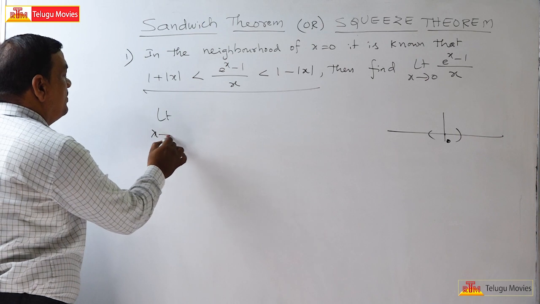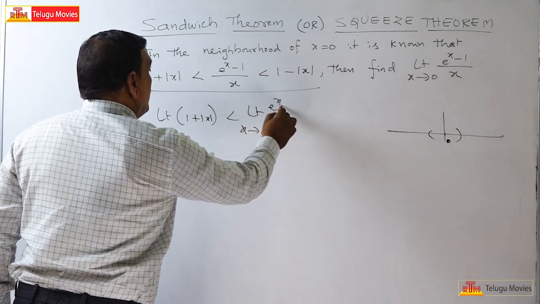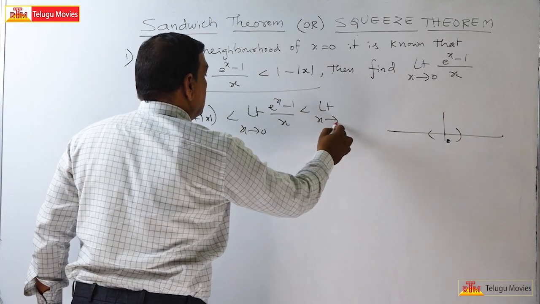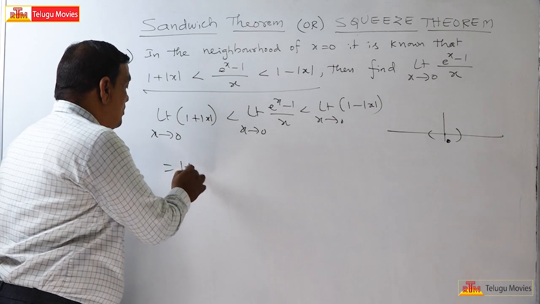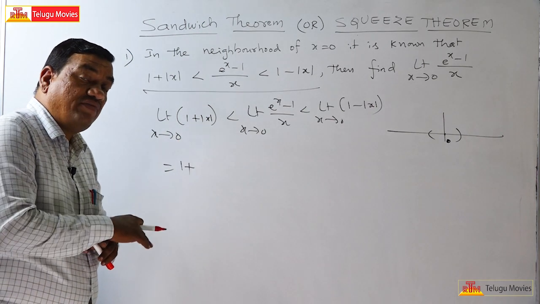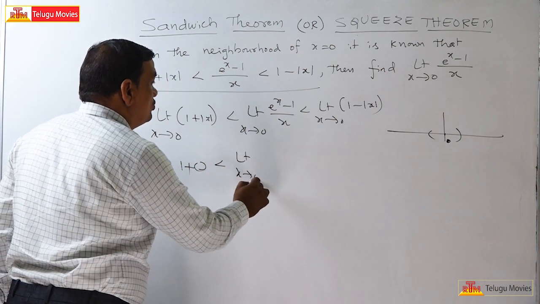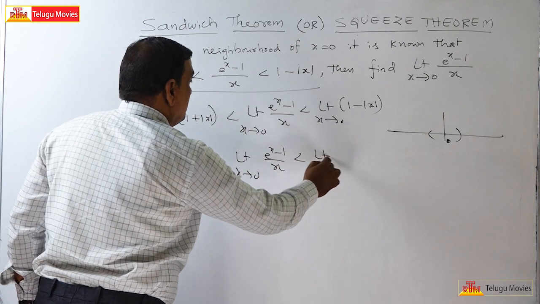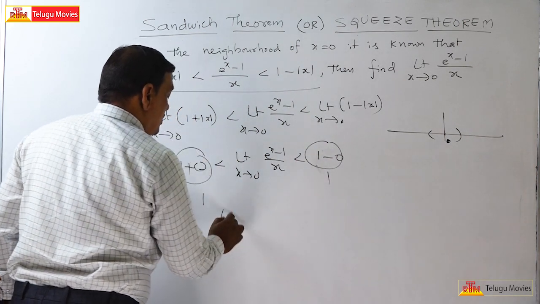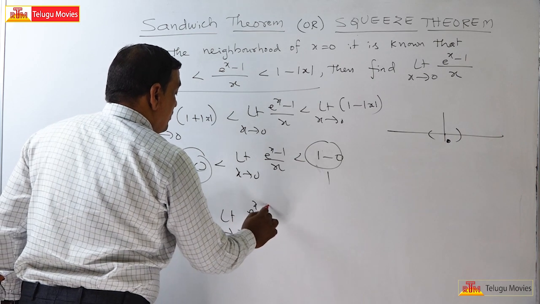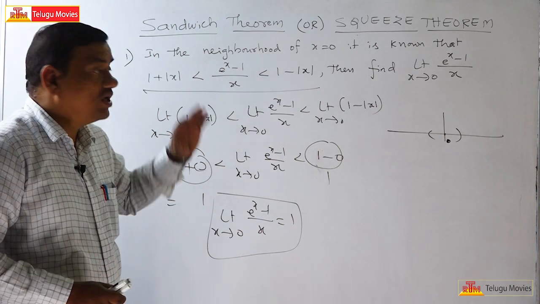So the limit as x tends to 0 of 1 plus mod x is less than the limit of (e power x minus 1) by x, which is less than the limit of 1 minus mod x. As x tends to 0, the left hand side limit and right hand side limit are both 1 plus 0, and 1 minus 0. So this is 1, this is also 1. According to the sandwich theorem, the limit as x tends to 0 of (e power x minus 1) by x is equal to 1.